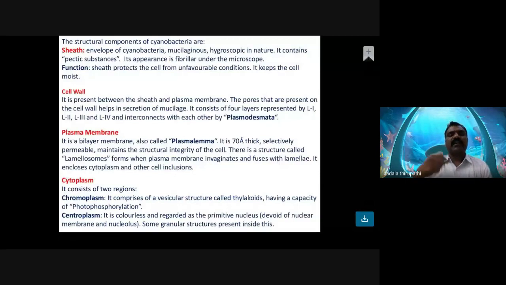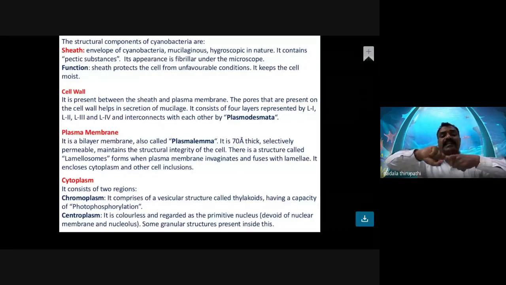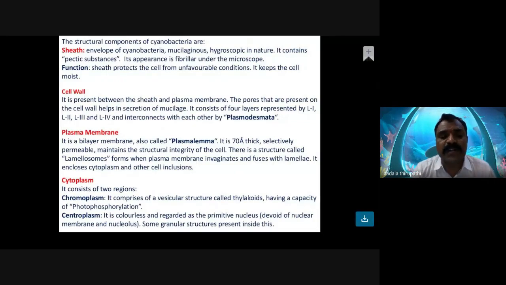Then what about the cell wall? It is present between the sheath and the plasma membrane. The pores present on the cell wall help in the secretion of mucilage. It consists of 4 layers, represented by layer 1, layer 2, layer 3 and layer 4. So the cell wall has how many layers? 4 layers, and these 4 layers are interconnected with each other by plasmodesmata. So plasmodesmata is the connecting link between these 4 layers of the cell wall.